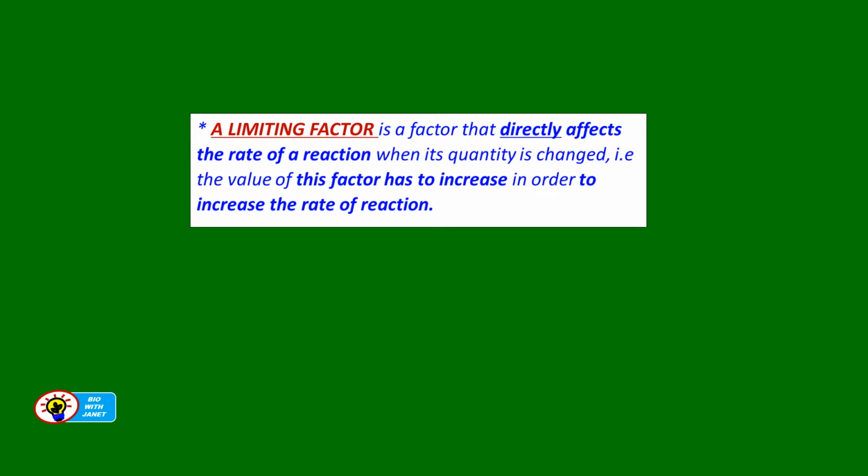So a limiting factor is a factor that directly affects the rate of reaction when its quantity is changed. That is, the value of this factor has to increase in order to increase the rate of reaction. That's what a limiting factor is. You increase the value of this factor, then you increase the rate of reaction. For example, you increase the substrate concentration, then the rate of reaction will increase. That means that substrate concentration is the limiting factor.